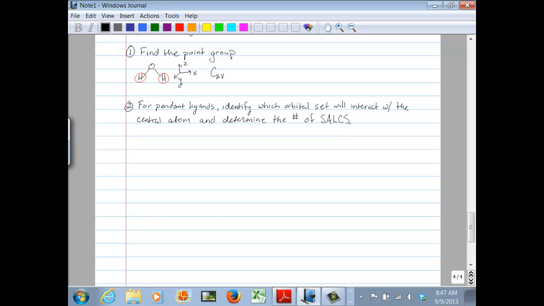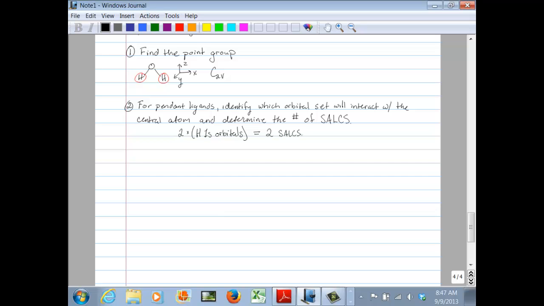I care about the number of orbitals I start with because I need to know how many SALCS to expect. Remember, the SALCS are sets of pendant ligand orbitals. Symmetry adapted linear combinations of these pendant ligands. So for our purpose, for this water molecule, we have 2 hydrogen 1s orbitals, and that should give us 2 SALCS. You always have the same number of SALCS as you do of contributing orbitals when you start.